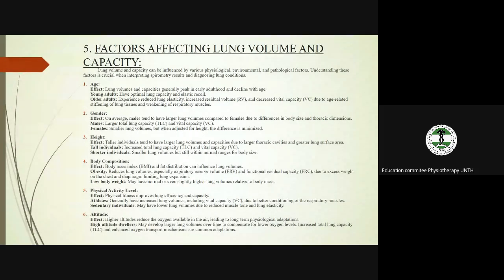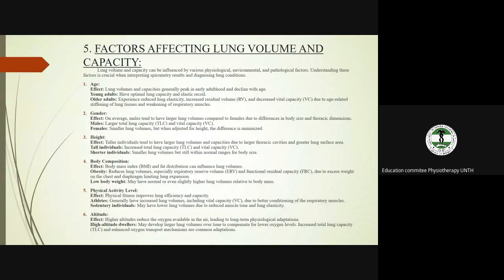What this is telling us is that the taller the person, the greater the total lung capacity and vital capacity. But when you are short, like me, your lung capacity and vital capacity will be lower. But it does not necessarily mean that it's not normal. It's normal.